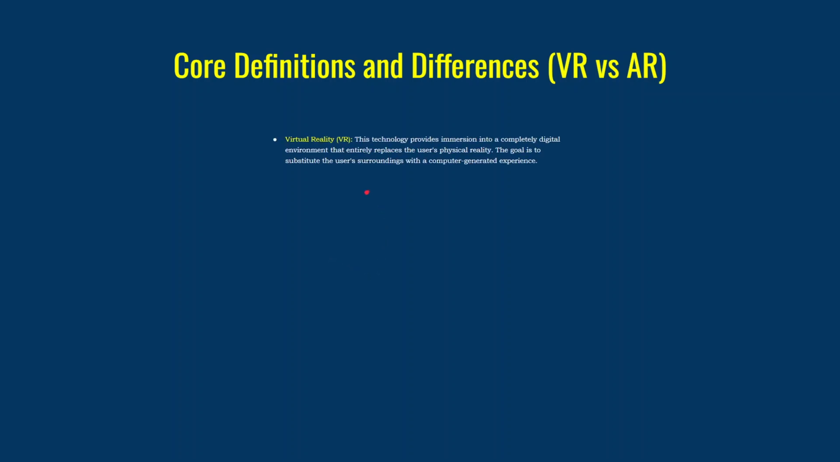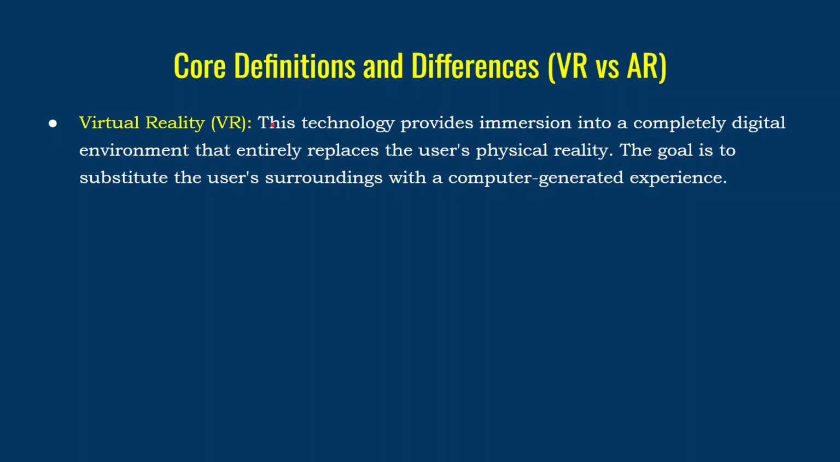So the definition: virtual reality is a technology that provides immersion into a completely digital environment that entirely replaces the user's physical reality. The goal is to substitute the user's surroundings with a computer-generated experience. That means the person is totally put in the digital environment. It's a computer-generated, virtual environment. The physical real world is replaced by the digitally generated experience.